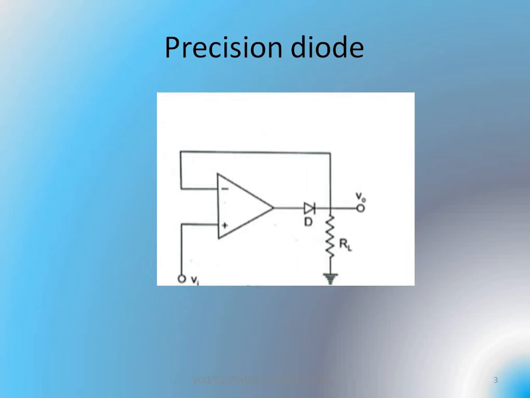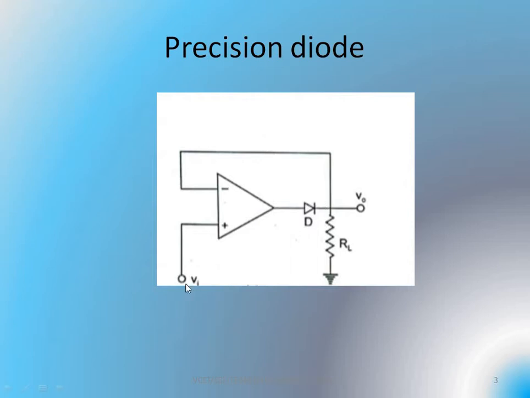So here you can find an operational amplifier's output being connected with a PN junction diode D, and the inverting terminal is being connected to the diode's negative terminal. The input for this precision diode is provided through the non-inverting terminal. So let us discuss its operation based on the diode's operation.